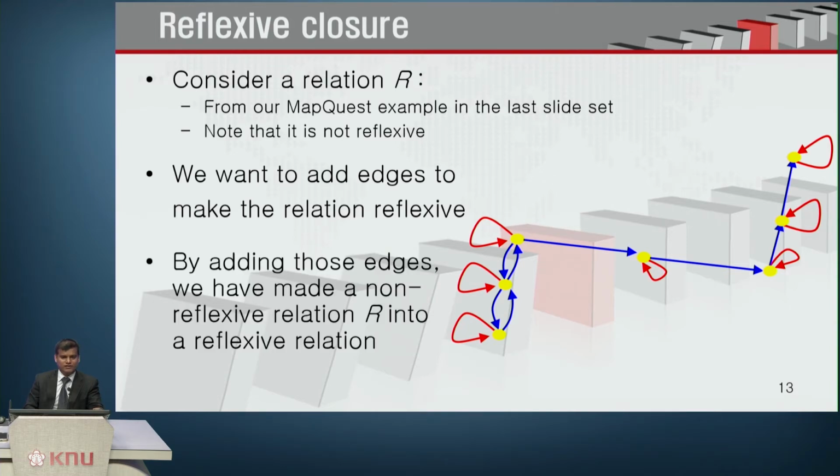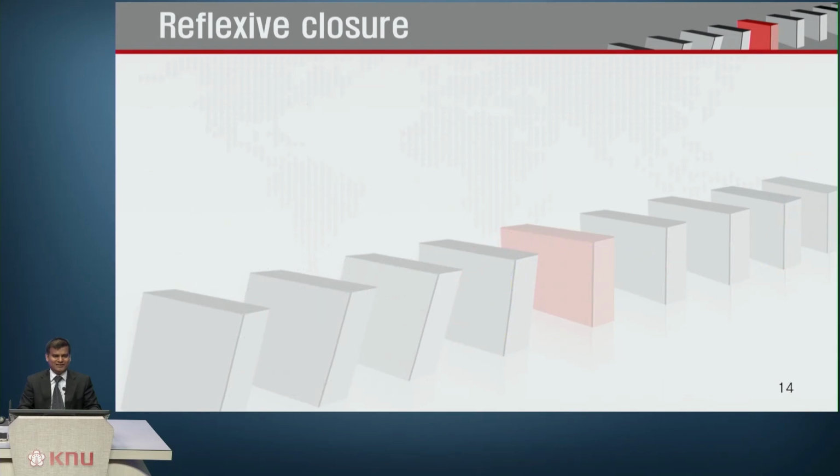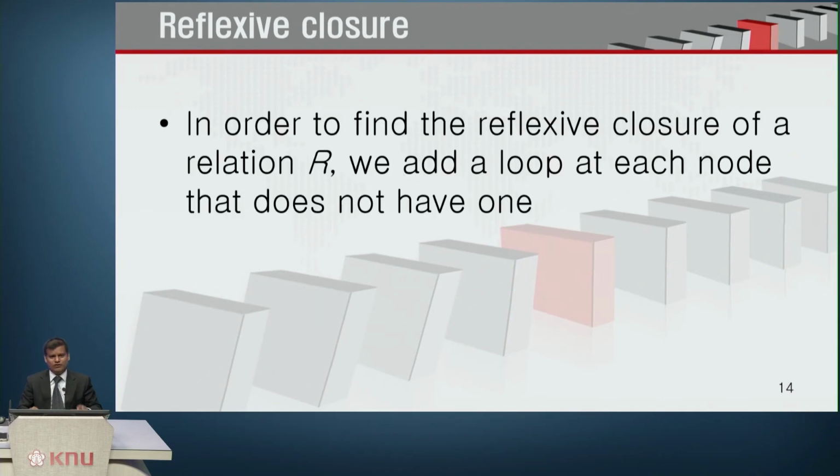So that's the reflexive closure. By adding those edges, we have made a non-reflexive relation R into a reflexive relation. This new relation is the reflexive closure of R. Now, in order to find the reflexive closure of a relation R, we add a loop to each node that does not have a loop.